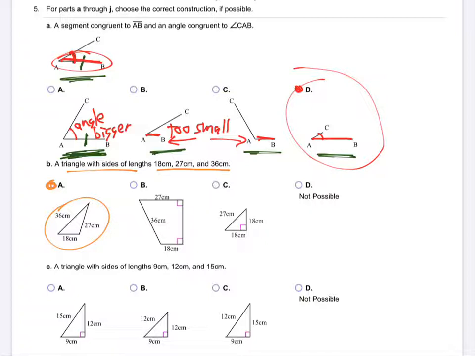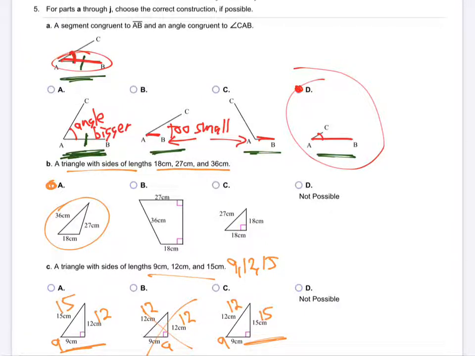How about part C? A triangle with sides of 9, 12, and 15. A, B, and C all look good. I mean, this is a triangle. Oh, yeah, no, not this one, huh? I don't know if you can see. That one has two 12s. Can you see that? Okay, this has a 12 and a 9. So that's wrong. It's supposed to be 9, 12, and 15. But A and C, this has 9, 12, 15. This has 9, 12, and 15.